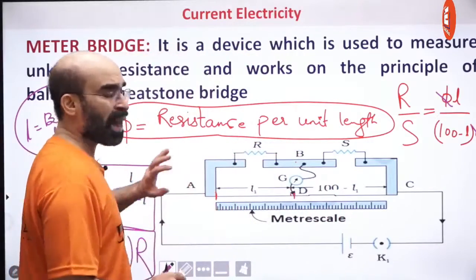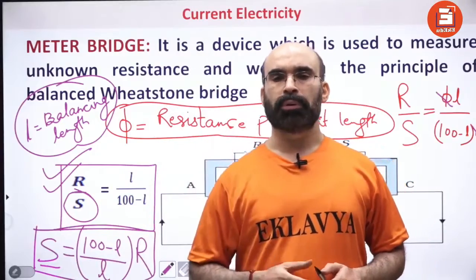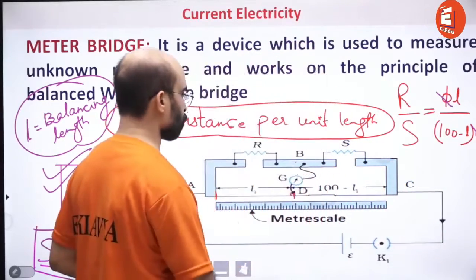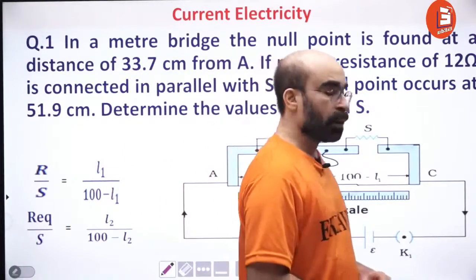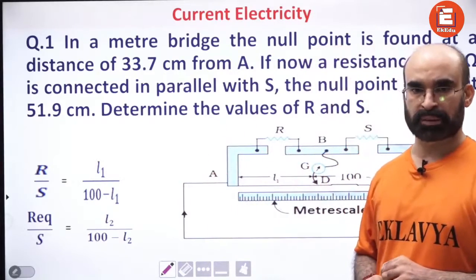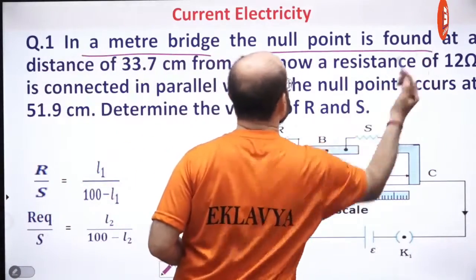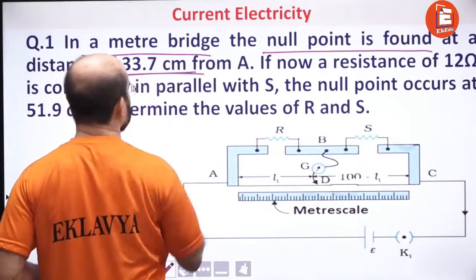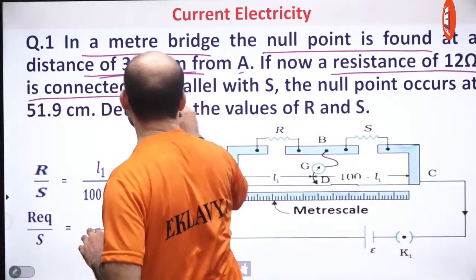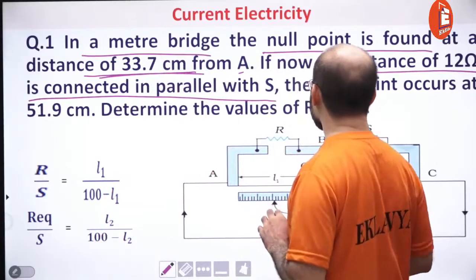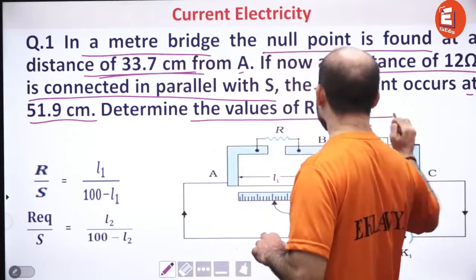Okay, so till now we have understood the very basic concept. Why don't we do one thing? Let us take a few numerical examples, questions. So let's talk about this. This is an NCERT question. Just have a look. What has been given to us? In a meter bridge, the null point is found at a distance of 33.7 centimeter from A. If now a resistance of 12 ohm is connected in parallel with S, the null point occurs at this. Determine the values of R and S.